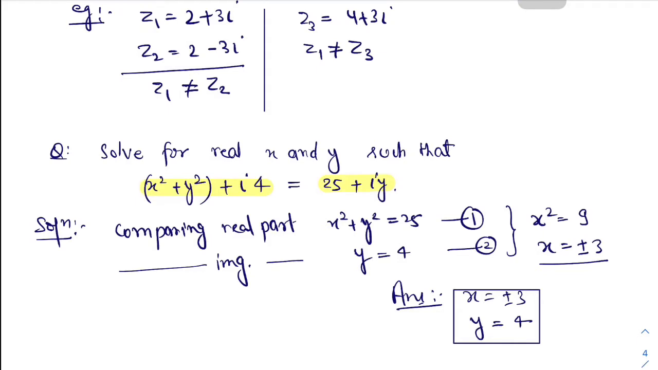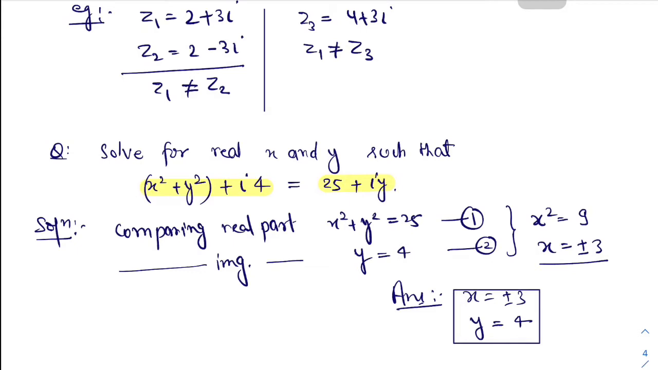But be careful that before comparing the real parts, you must be very sure that you are comparing the real part only. What I am trying to say is that in this question we have written x square plus y square as the real part of the left hand side complex number, because in the question itself it is given that x and y are real. If x and y are real, then we are very sure that x square plus y square is also real, and that is why we have compared that with the real part of the other side complex number, that is 25.